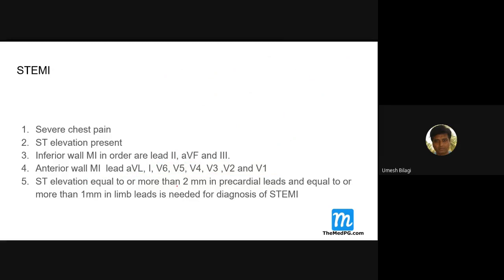And ST elevation of more than 2 mm is required for chest leads, and for the rest of the leads, 1 mm is sufficient. I mean to say that.